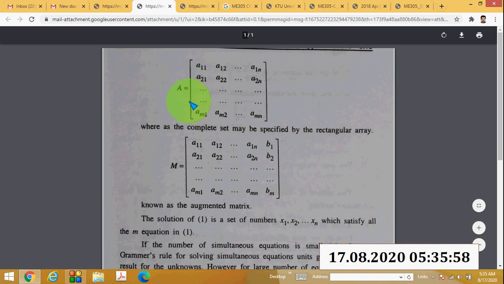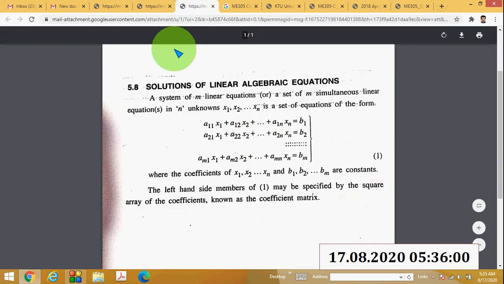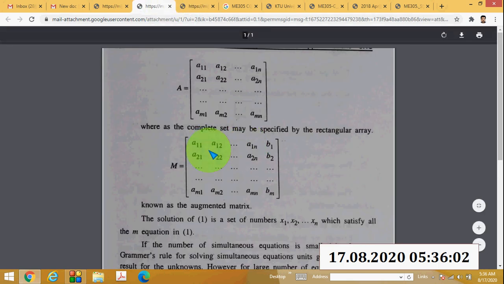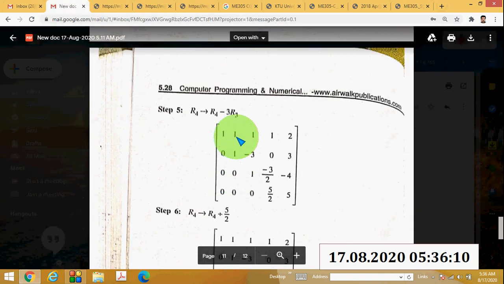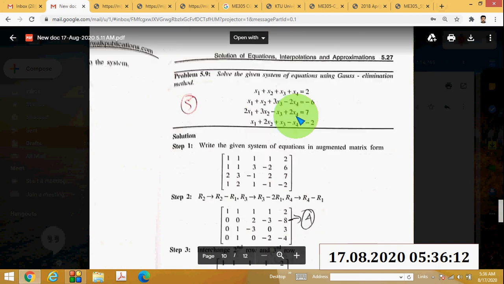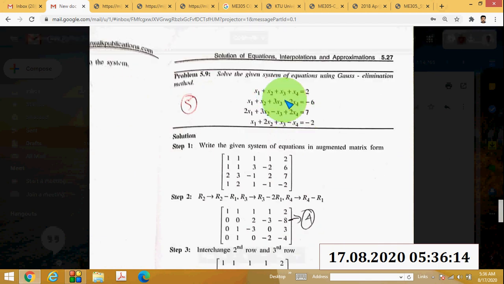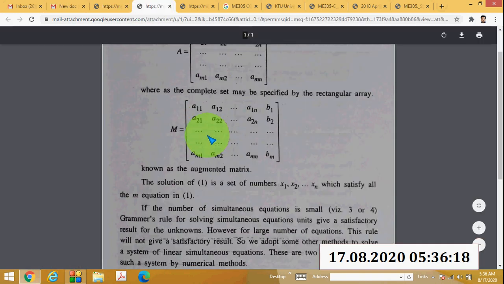First you have to write the system of equations in augmented matrix form. Here you can see a11, a12 etc. So this is the system of equations, and you have to write it in augmented matrix form.